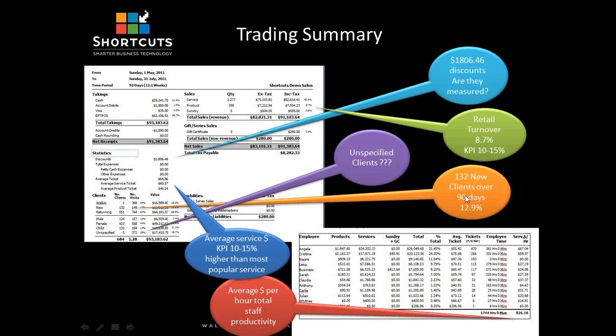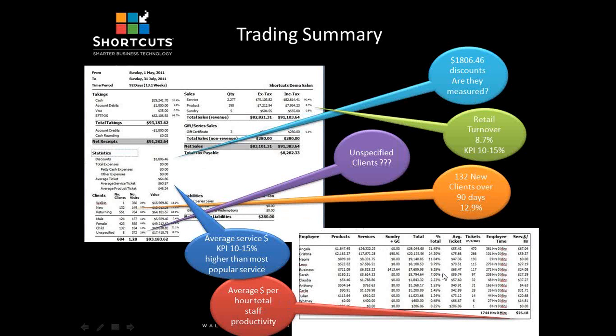Down the bottom here it shows us how many new clients we've had over 90 days. So we've got 12.9% new clients. Our average dollars, the KPI for that is about 10 to 15%. Okay, so average service dollars should be about 10 to 15%. And then to the bottom of this report, we've broken this up a little bit just to make it a bit easier to see on the screen here.